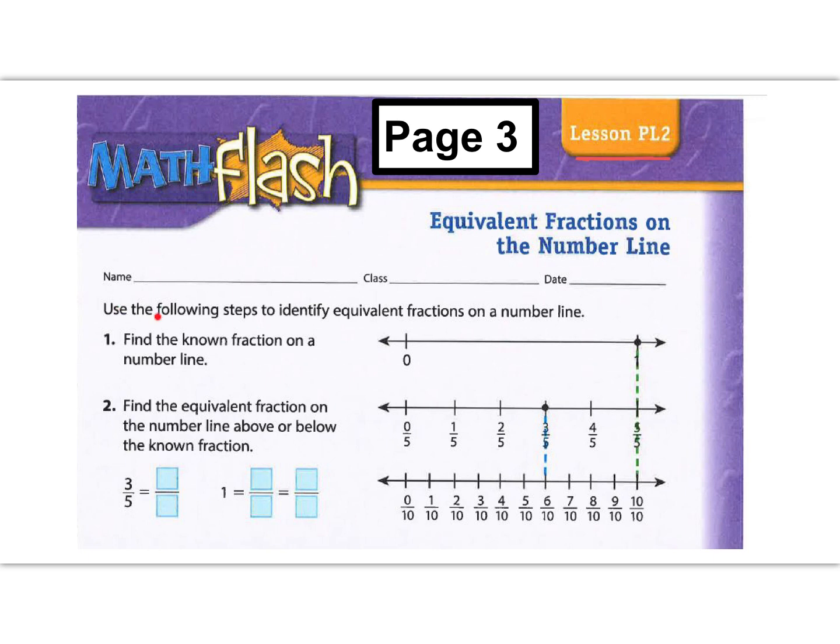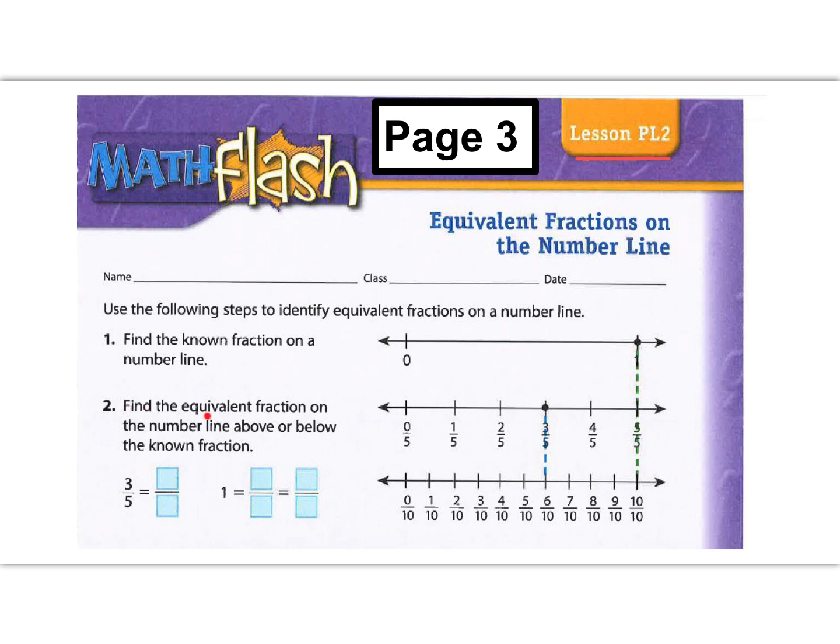It says here, use the following steps to identify equivalent fractions on a number line. Find the known fraction on a number line. Well, here we have 0, and here's 1. And like we just talked about, we know that 5 over 5 is the same as 1. 5 divided by 5 is 1. Same thing here, 10 over 10 is 1.